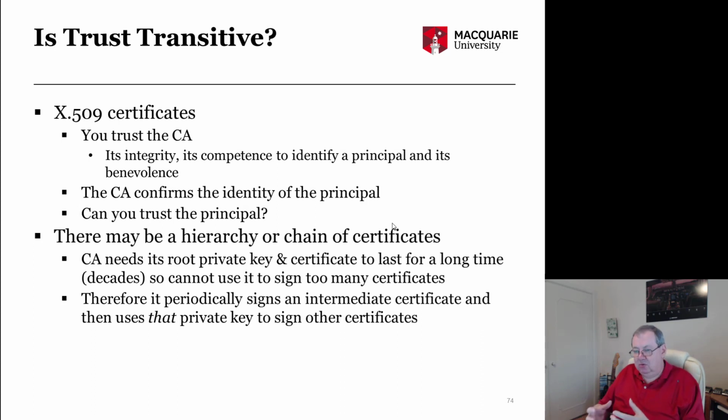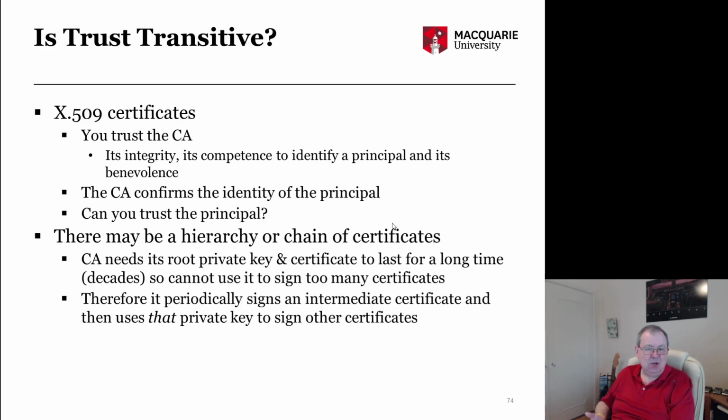But there may in fact be, as you'll see, a hierarchy of certificates, because the CA, the certifying authority, needs its root private key and the corresponding certificate to last for a long time, typically decades, so it can't use it to sign too many certificates. Therefore, it will periodically generate a private public key pair, create a certificate for that public key, and then use the root private key to sign that intermediate certificate, and use its corresponding private key to sign other certificates. And we'll see this in more detail in the next lecture.